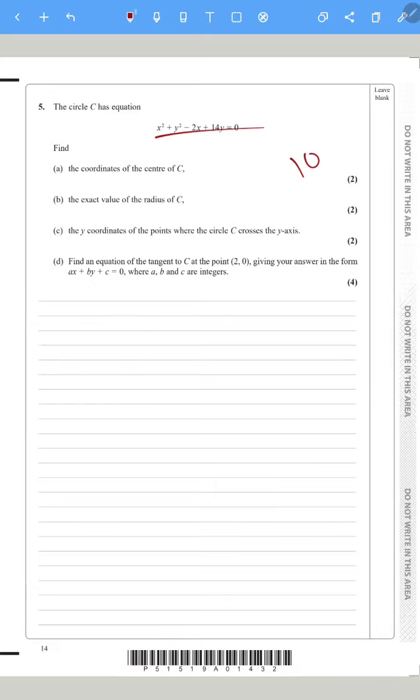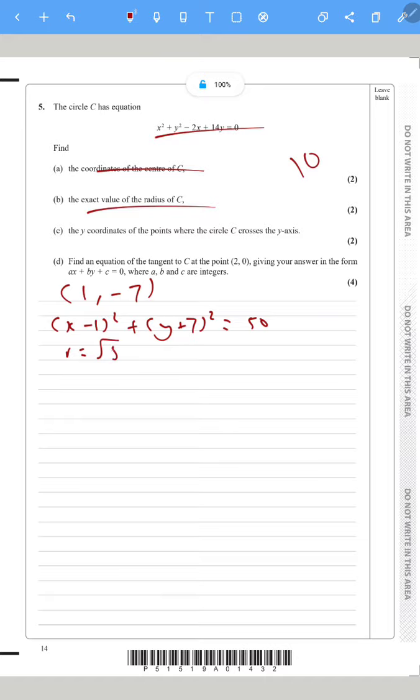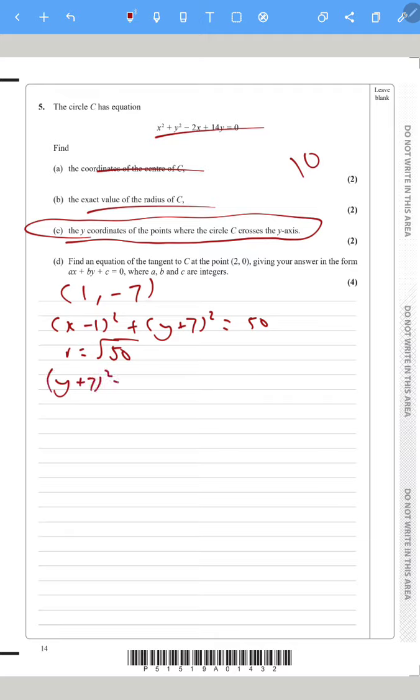10, yeah. So find the coordinates of the centre, that is 1 and minus 7. Exact value of the radius, so that is x minus 1 squared plus y plus 7 squared equals, and then that's 50, so r equals root 50. Y coordinates, a point where C crosses the y axis, so when x is 0, so y plus 7 squared equals 49, so y equals minus 7 plus or minus root 49. y either equals minus 7, minus 14, or 0.